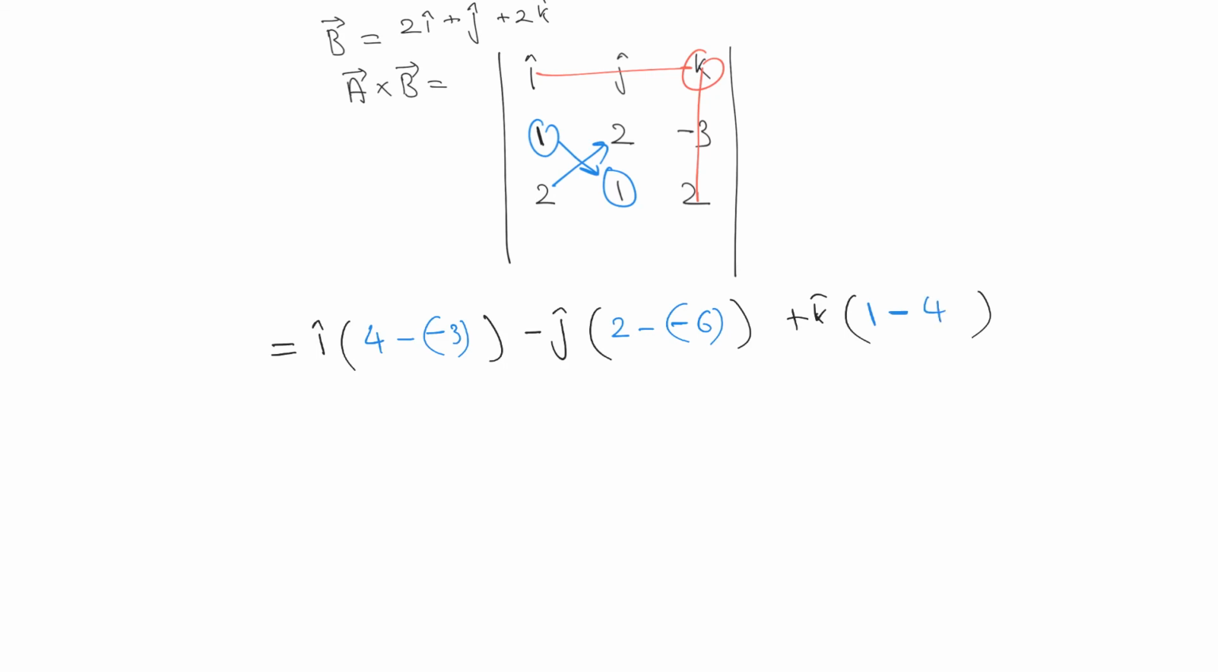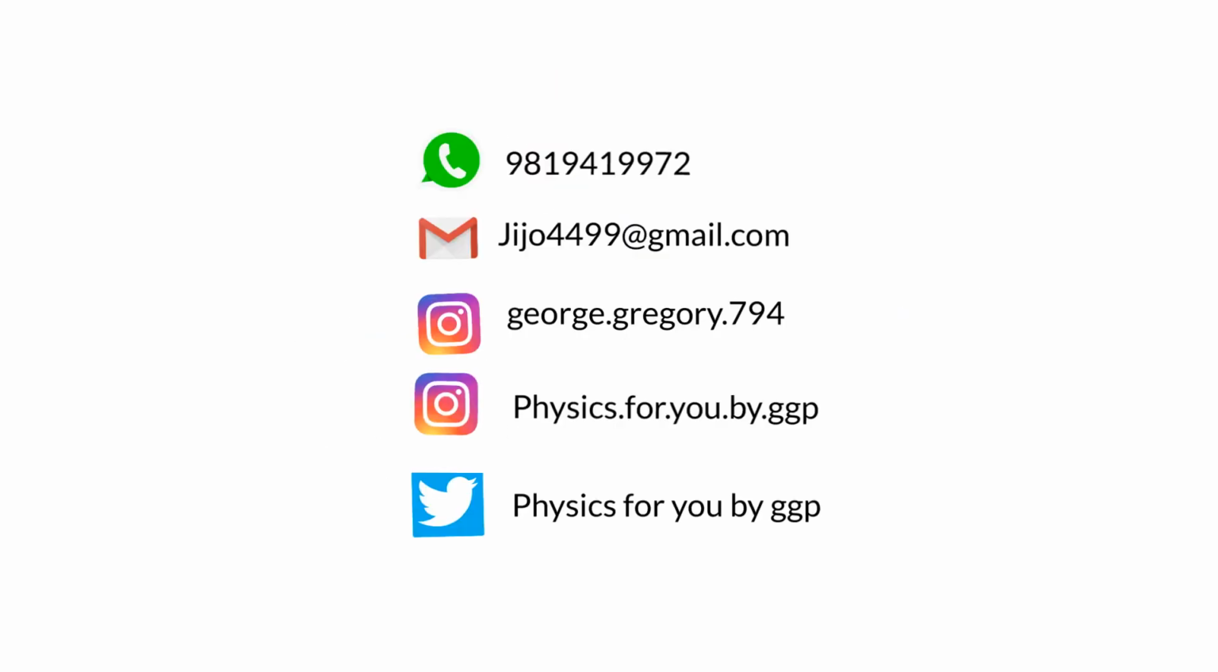So we can write our final answer, which will be 4 minus minus 3, that is 4 plus 3, which is 7 i cap, minus 2 minus minus 6, that is 2 plus 6, 8, so minus 8 j cap, and 1 minus 4, that is minus 3 k cap. So this will be our final a vector cross b vector.